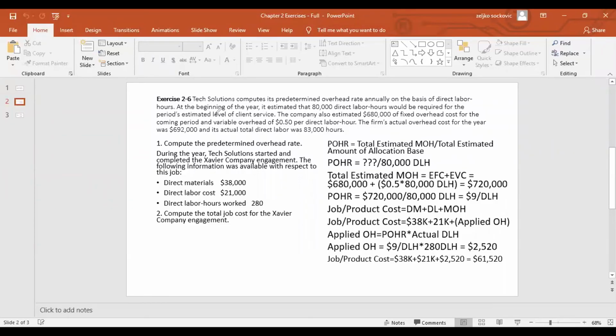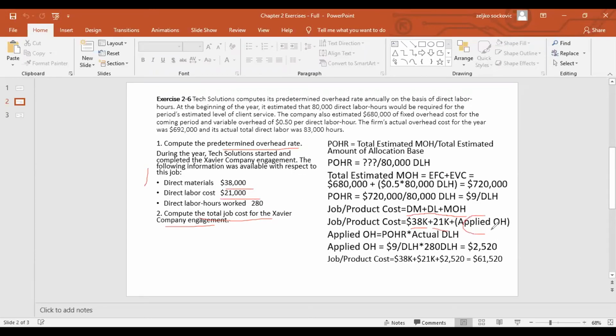So this company, you start with the question always, right? It says compute the predetermined rate, and compute the total job cost for the Xavier company engagement. So of course, we need to know the POHR. Again, what do we need to make a product? Direct materials, direct labor, and overhead. How much is our direct materials? 38,000 given here. How much is labor? 21,000 given here. Okay, so we have this.